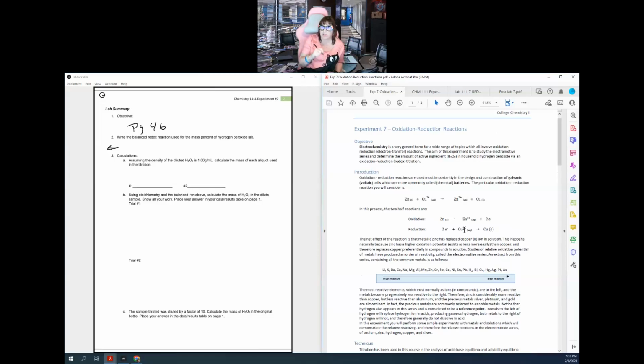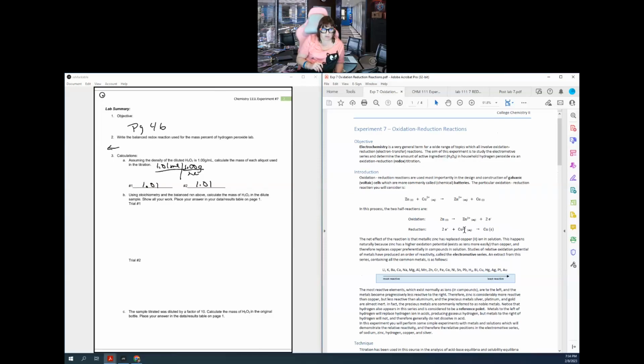And we talk about the mass percent of hydrogen peroxide. That is the one that we just did, the MnO4 minus, plus the H plus, and so on. That reaction, when it's balanced, that's what you want to put here. Assuming the density of the diluted H2O2 is 1 gram per milliliter, calculate the mass of each aliquot used in the titration. Your sample is the 1.01 milliliters times the 1.00 grams per milliliter. And that means that both of these are 1.01 because that's what they measured.